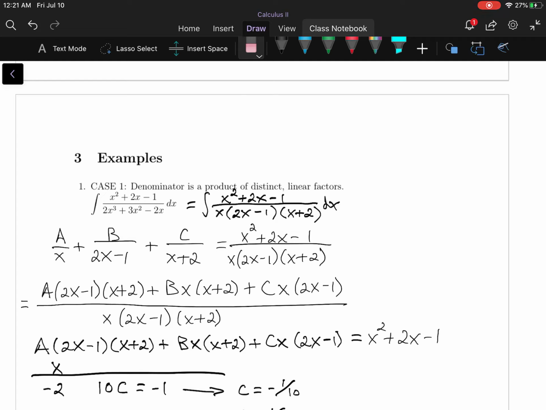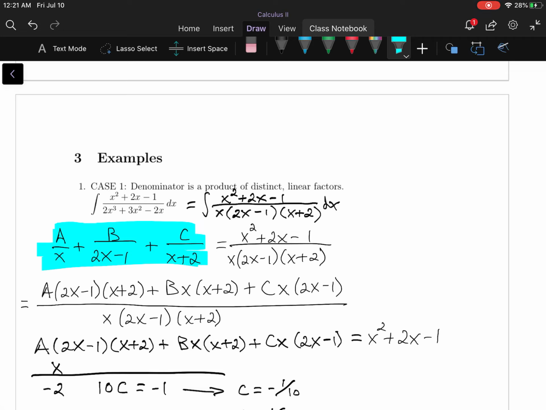The denominator here, 2x cubed plus 3x squared minus 2x, factors nicely into x, 2x minus 1, and x plus 2. All 3 of them are lines. The partial fraction decomposition is A over x plus B over 2x minus 1 plus C over x plus 2. And that is what I have here in this second line. This decomposition has to equal the original fraction, which is what I did.